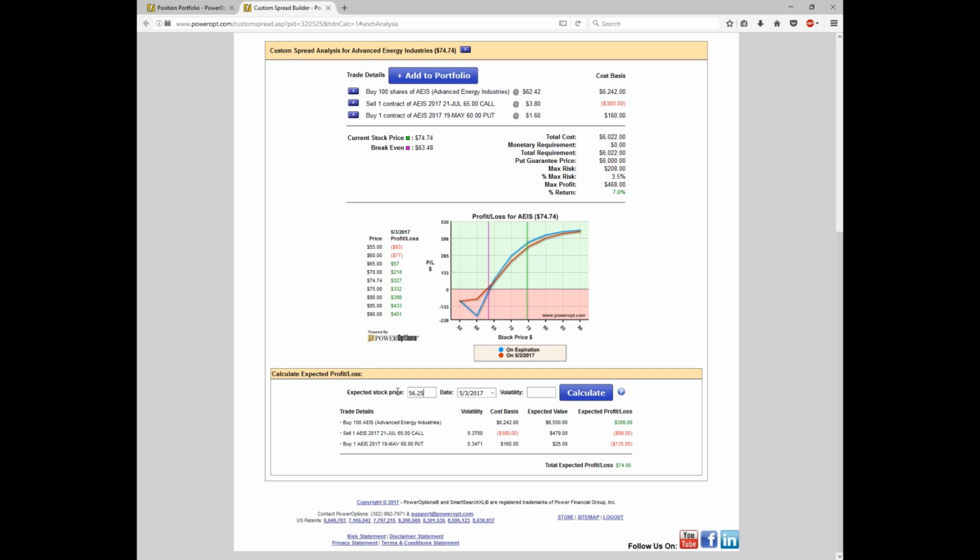Same date on 56.25. We're at a loss of $92. Okay, so what do we see here? I'm sorry, yeah, you're still at a loss of $92, which was less than the married put. Remember, my married put was a 285 loss, okay?